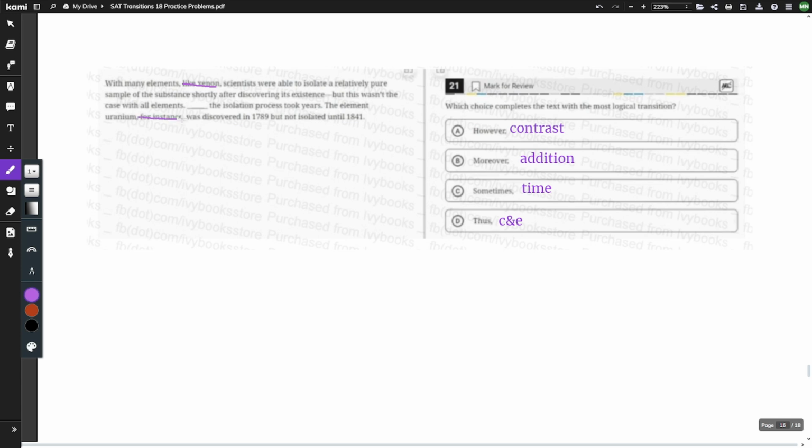The element uranium was discovered in 1789 but not isolated until 1841. So here it says scientists usually can get a pure sample shortly, but sometimes it takes years. This isn't the case with all elements. Sometimes it takes years, and it gives you an example. This element, uranium, took like 40 years. I can't do math, but it took a long time, right? So our answer is sometimes.